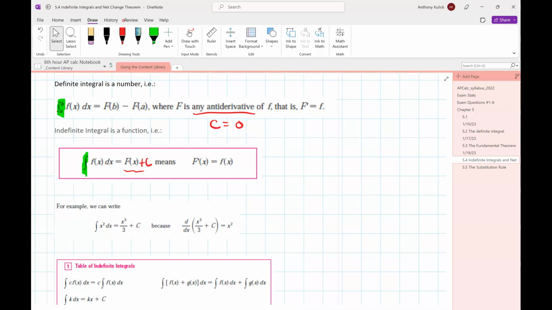Okay, so if I wanted to do the indefinite integral of x squared, that's going to just be the antiderivative of x squared, x cubed over 3 plus c. And you can check that by differentiating, and you get, again, x squared, because when you take the derivative of a constant, you get 0.